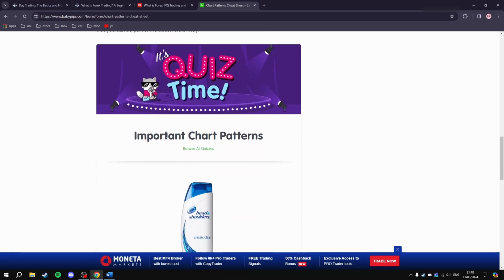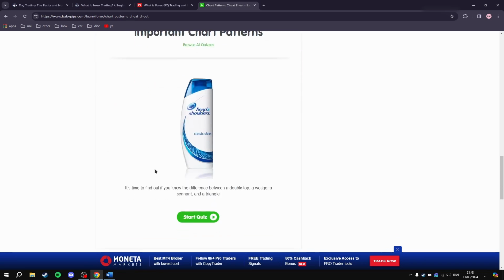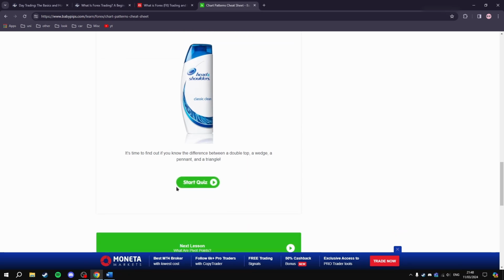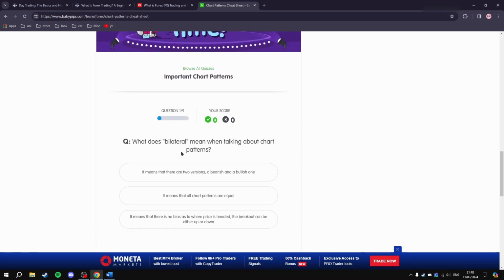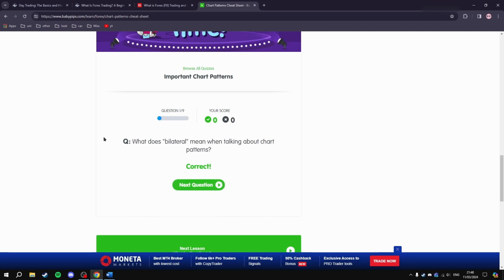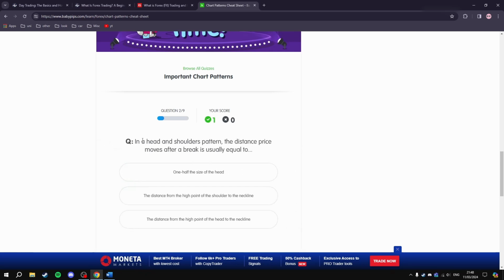Cool, quiz time. Important chart patterns. It's time to find out if you know the difference between a double top, a wedge, a pennant, and a triangle. The head and shoulders. What does bilateral mean when talking about chart patterns? It means that there is no bias where the price is headed. Yep, correct.